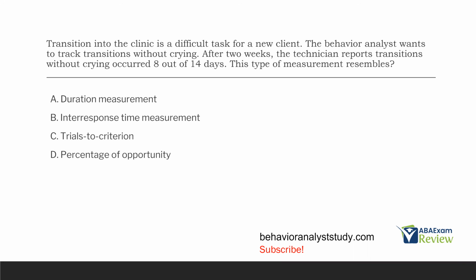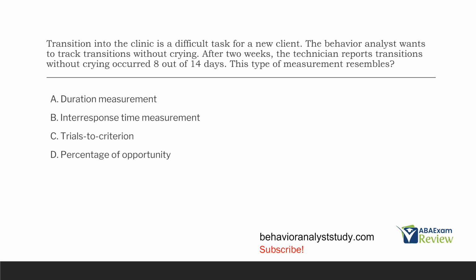Well, what are we going to do with that 8 out of 14? Probably turn it into a percentage and probably going to get 57%. So we're going to say transition without crying occurred 57% of the days. Because remember, when we are setting different goals and mastery criterion, we're usually saying some sort of percentage mastery. 8 out of 14, 57%. So what type of measurement is that?